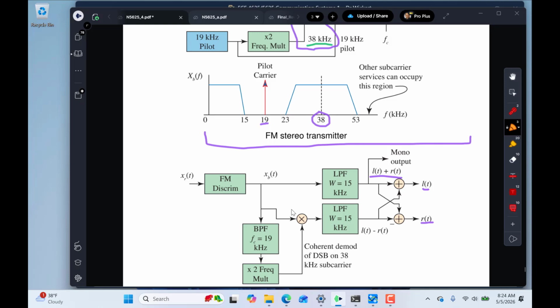Again, a low-pass filter. This is just the standard coherent demodulator for double sideband that we saw a long time ago. Just put it to work again. And then you go through the matrix operation here. I call it a matrix because it's kind of like 2 in and 2 out, but it's doing a transformation. Does that make sense? Is that fair for me to call it a matrix? So I get left and right.